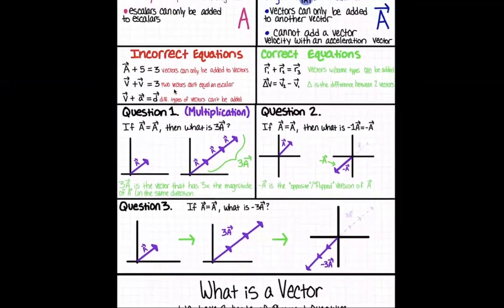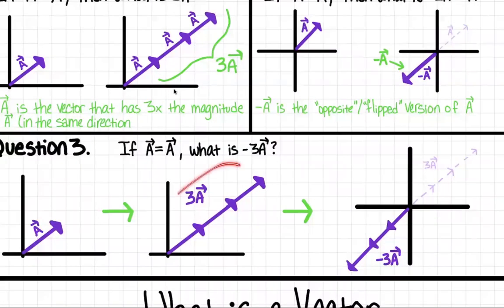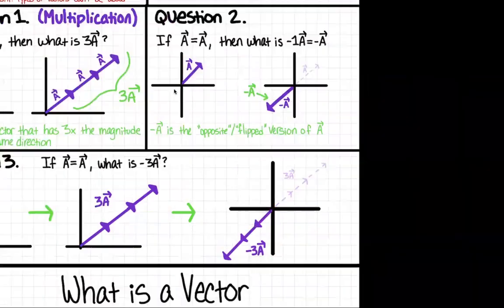Now we have this final example, number 3. It's asking what is negative 3A. We're going to take what we learned in question 1 and question 2. First we find what 3A is. Remember what we said for 3A? It's the vector A, but with 3 times the magnitude. If this is A, we do 1, 2, 3, and that is what is here. Now it's saying negative. What do we say negative means? Negative means going the opposite direction. This was our positive 3 vector A, and the opposite direction is right here. So this is negative 3 vector A.